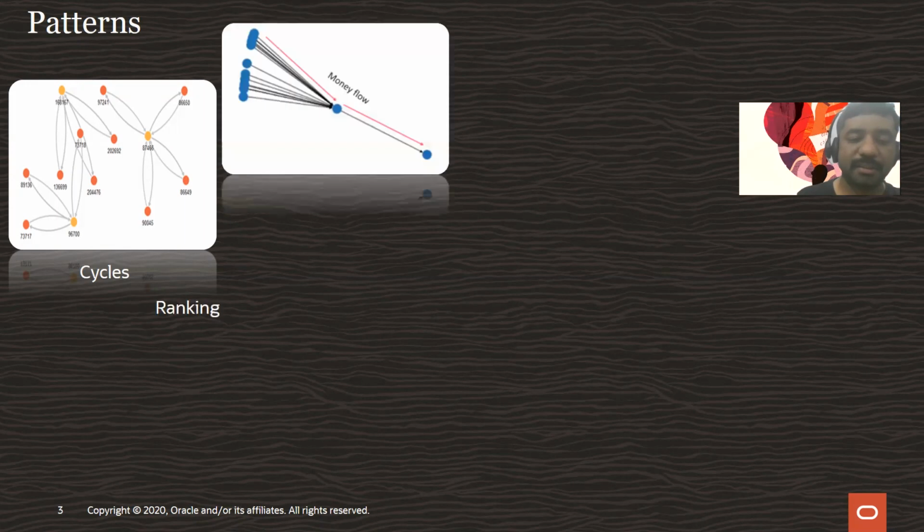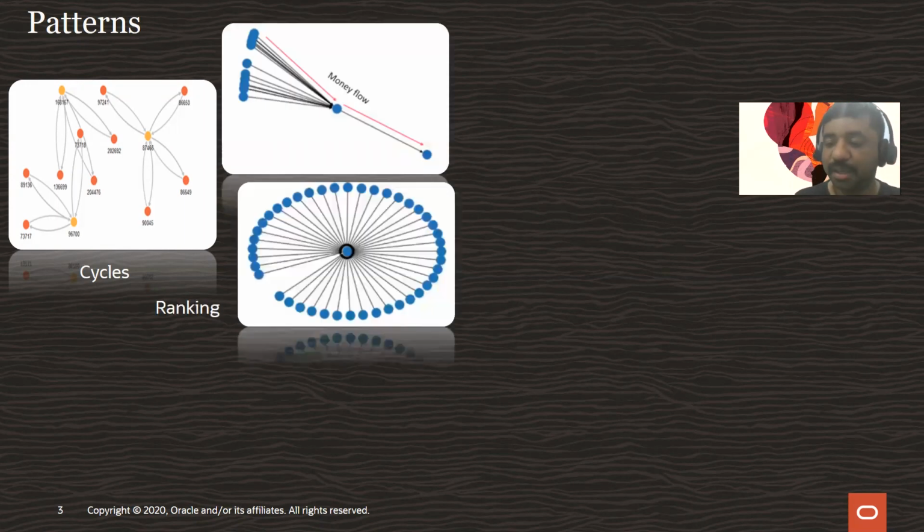The next pattern is ranking. It's mainly to find accounts through which most of the money flows. As we can see on the screen, we have one specific account capturing the money from different accounts, and the account which captures a lot of transactions from different accounts in turn transfers the money to a separate account.